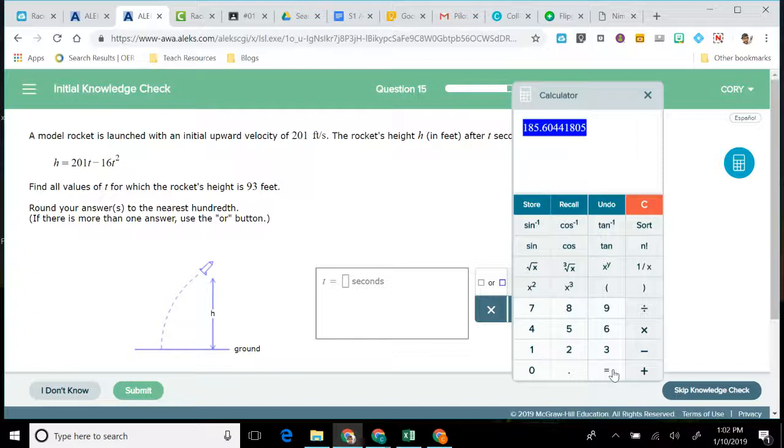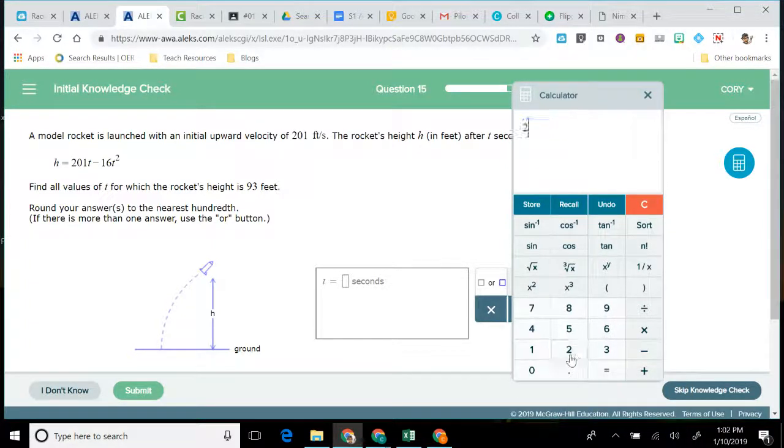At this point, I will split it. So I'll get x equals negative 201 plus 185.6 divided by negative 32, and x equals negative 201 minus 185.6 divided by negative 32, to get my two different answers because it's a quadratic. Negative 201 plus 185.6 is negative 15.4. Negative 15.4 divided by negative 32 is a positive almost 1/2, so 0.48, because I'm rounding to the hundredth. So 0.48 is one answer.